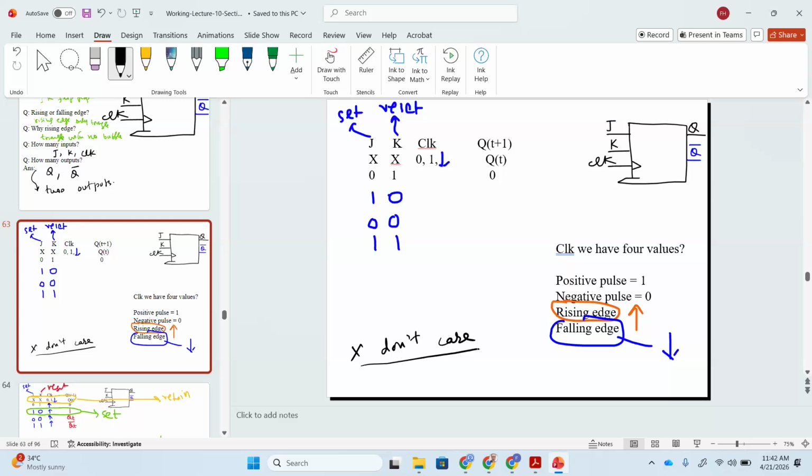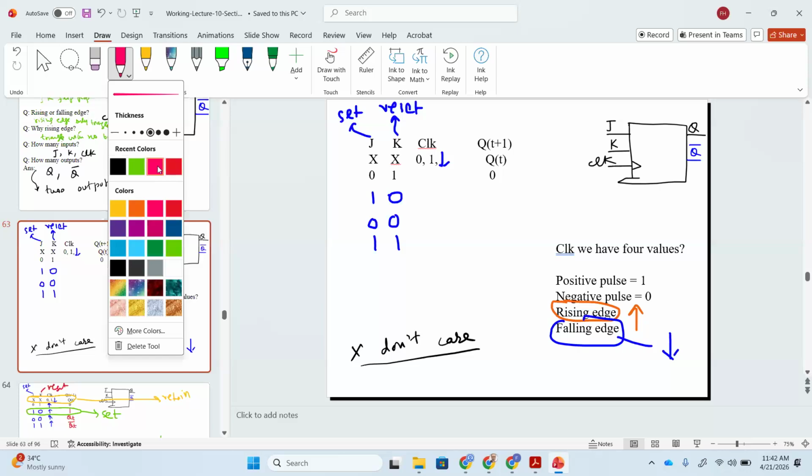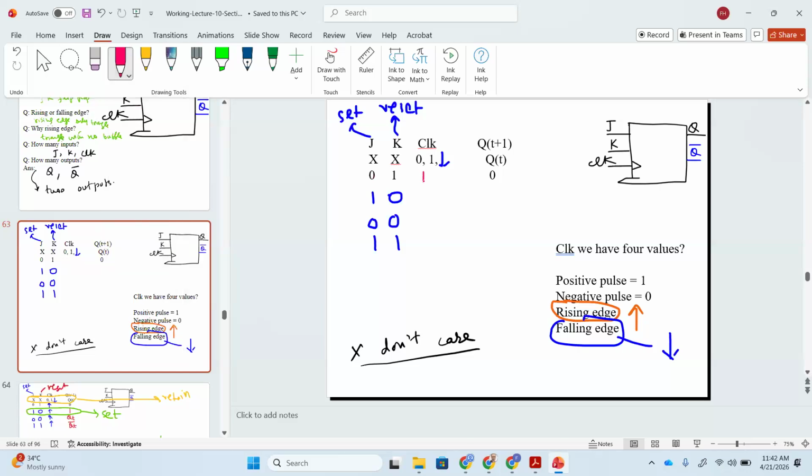Any question? Okay. Now if J is 0 and K is 1 and there is a rising edge of the clock, Q will be set to 0. K stands for reset and J stands for set. If J is 1 and K is 0 and there is a rising edge of the clock, what will be the value of Q? Because it stands for set. Anyone? What will be the output if it's set? For which one, Professor? For J is 1, K is 0 and there is a rising edge of the clock.